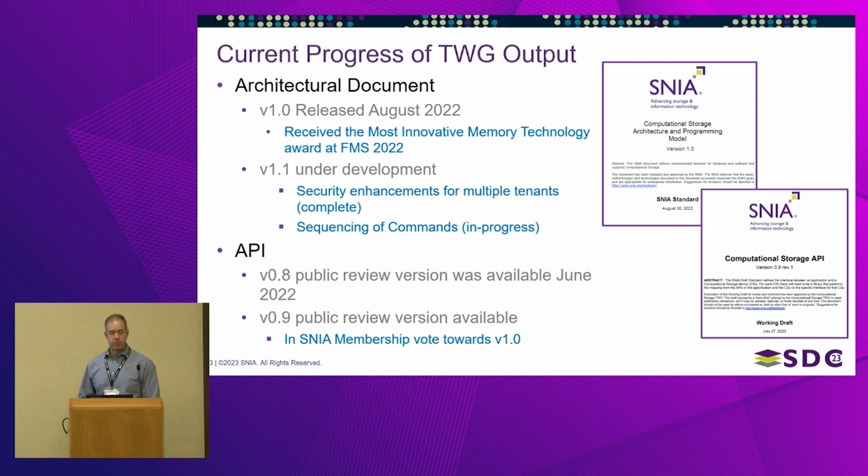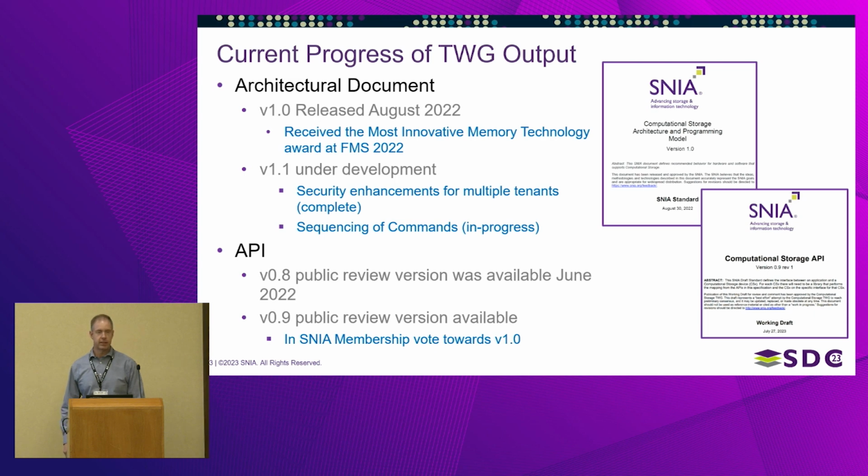And then since then, we've been working on a 1.1. And that 1.1 has a couple of different enhancements that we've been developing. The first one is on security. There's security for multiple tenants is one of the key topics. That work is complete, although not released yet. The second topic is on sequencing of commands, and that work is in progress, and we're continuing to develop that. But we'll get into both of those in more detail.